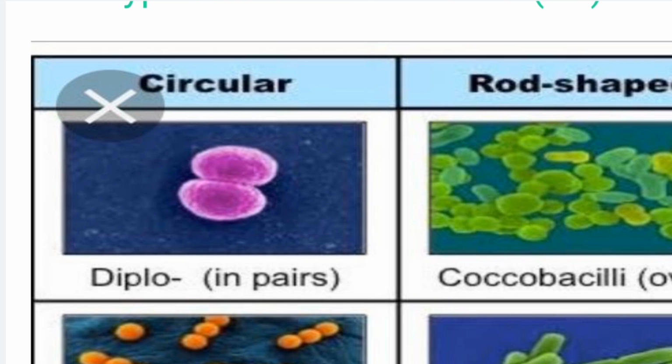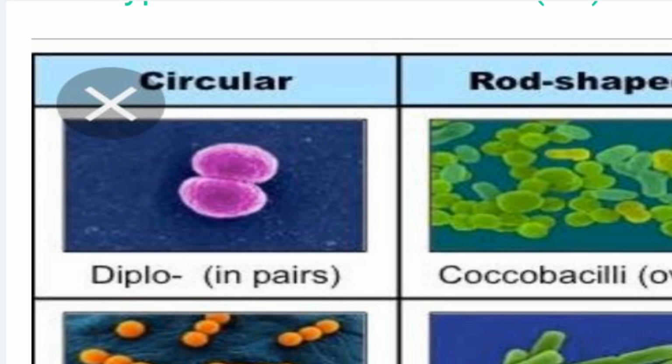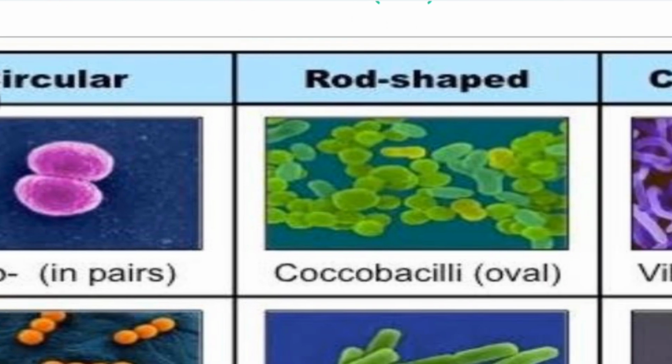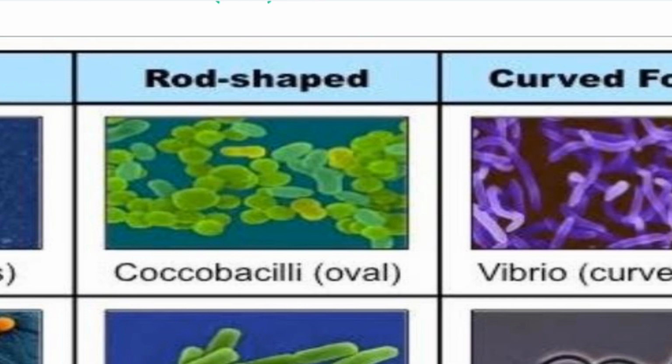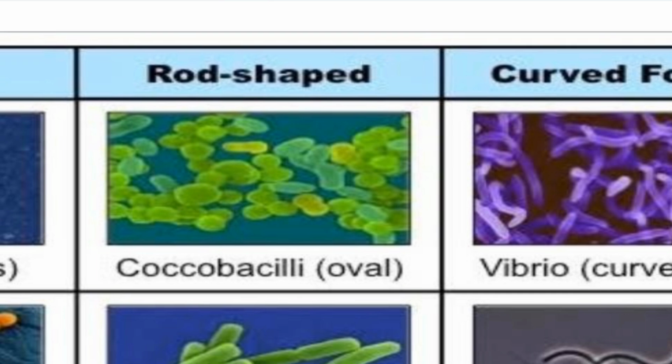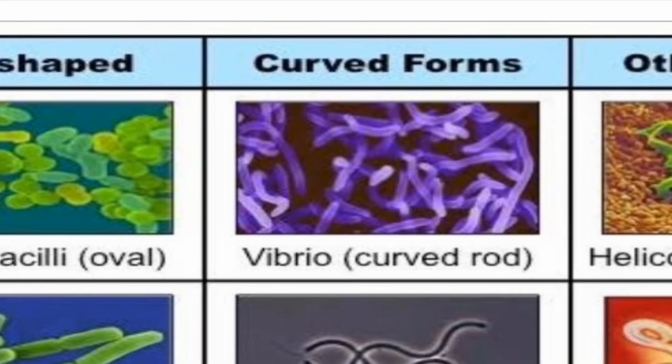So these are circular bacteria which are present in pairs, known as Diplococcus bacteria. Rod-shaped bacteria make the category bacilli. Here you can see Coccobacilli, which are oval in shape, somewhat elongated, somewhat round. Now next category you can see curved forms. These curved forms are comma-like bacteria. Example given here, Vibrio cholerae. So cholera disease is caused by Vibrio cholerae, that is curved bacteria.